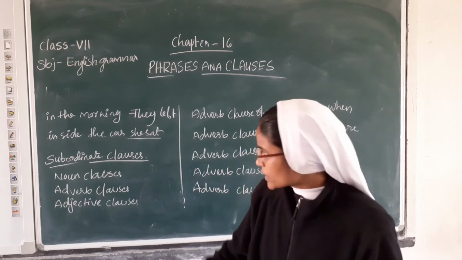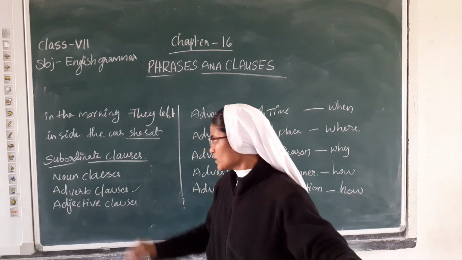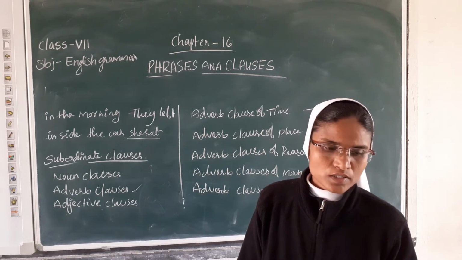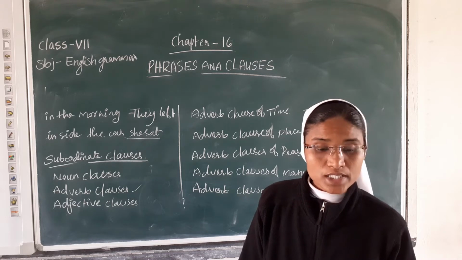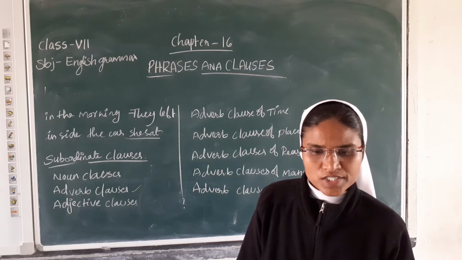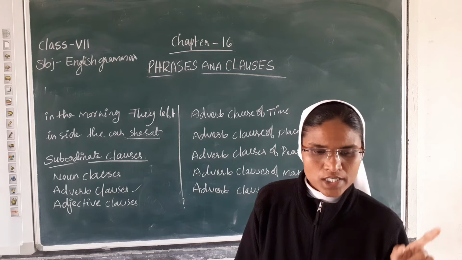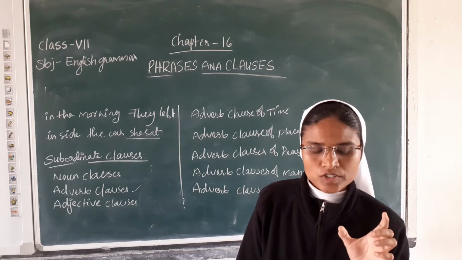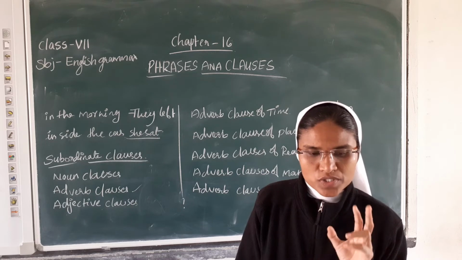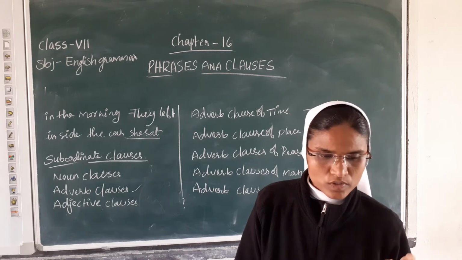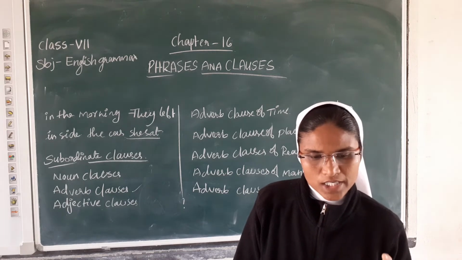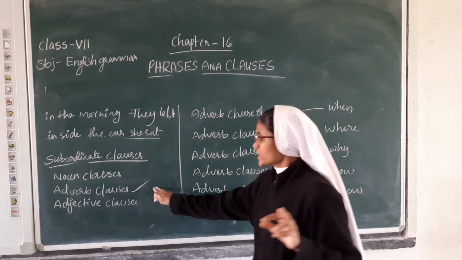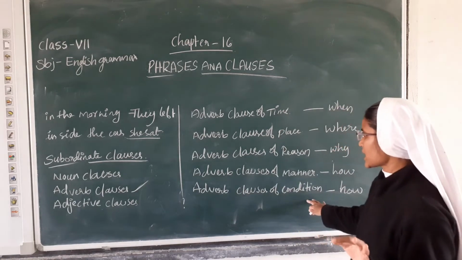Okay, the next one is the adverb clause. An adverb clause is a subordinate clause that acts as an adverb in a sentence. It answers the questions when, where, why, how. Remember, these are used in adverb clauses more. For example, now I am going to tell adverb clauses. Here we use five types of adverb clauses.